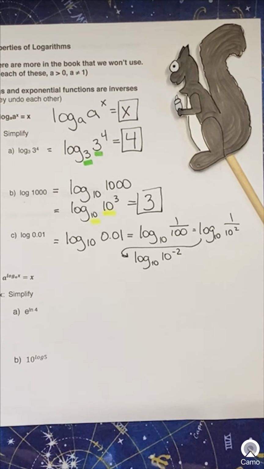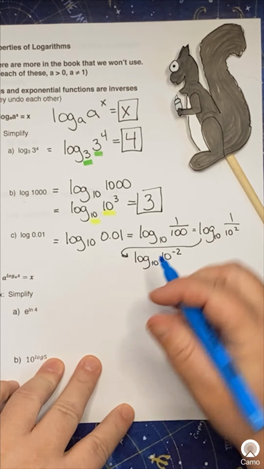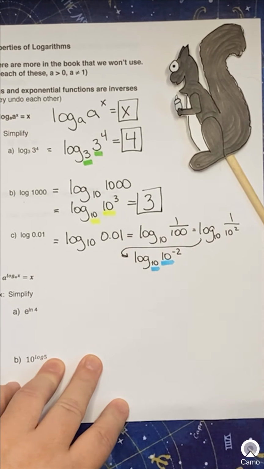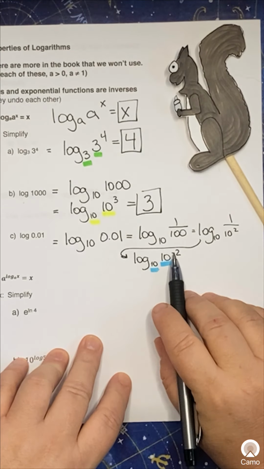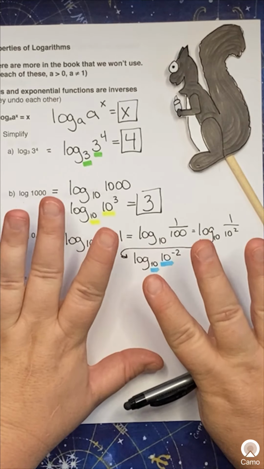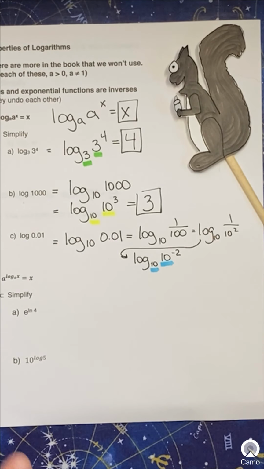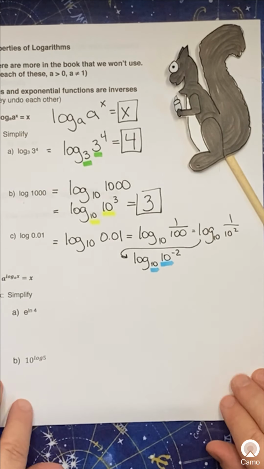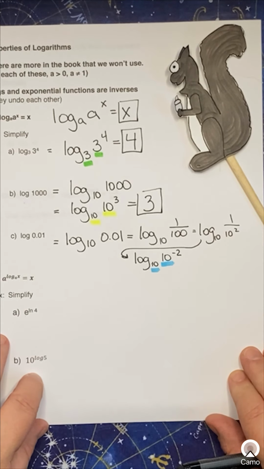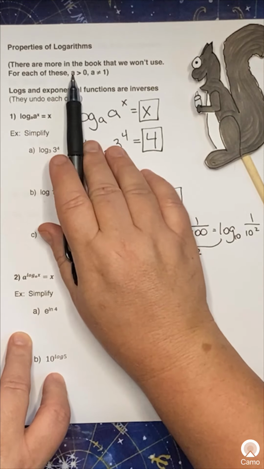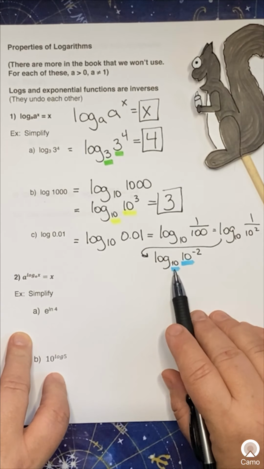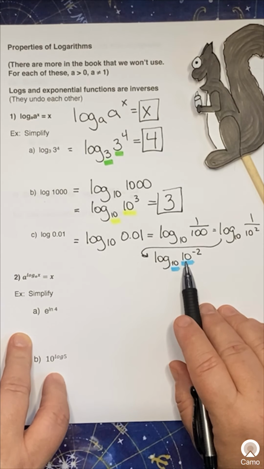Okay, so here we've got the 10 and the 10. They match. Log base 10 of 10 to the negative 2. And at which point you say, wait a minute, didn't you say we can't have any negatives? And the answer is, well, we can't have negatives in certain places. The a, the base itself, has to be positive and not 1.